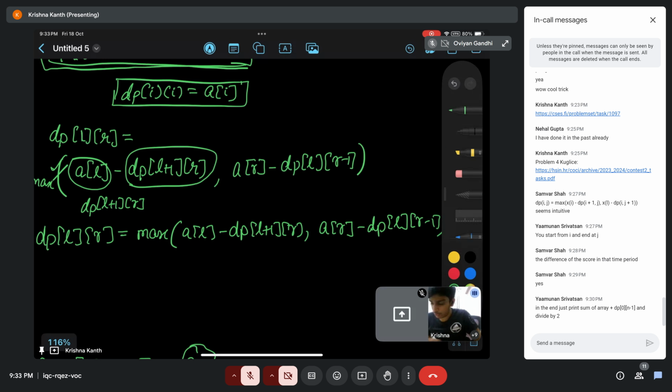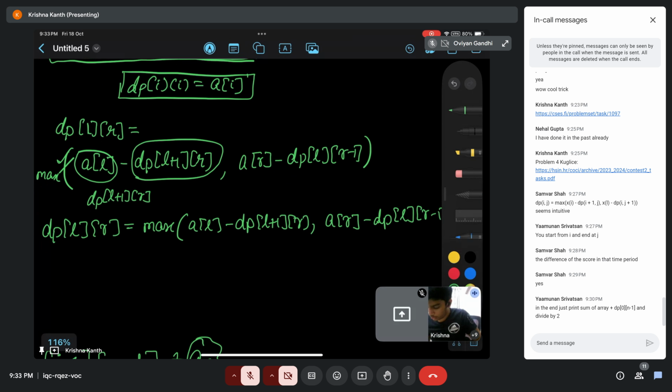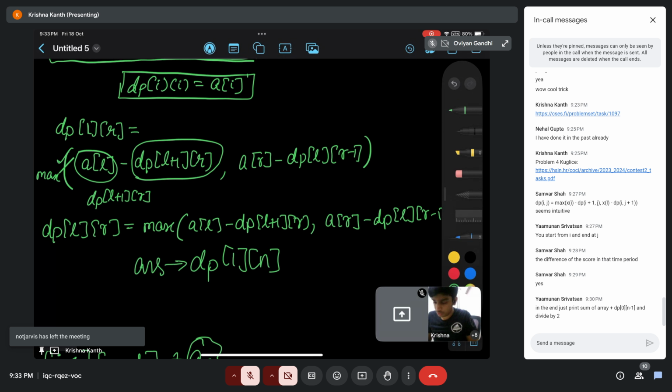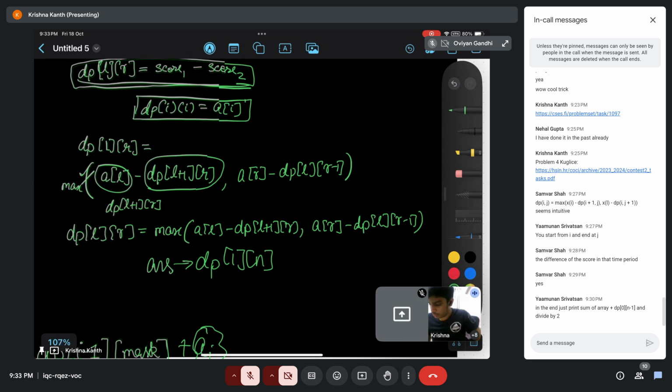Okay, so that's the problem, and so clearly now we want to solve the actual problem. The bigger problem is player one is starting on the whole range. So zero, sorry, depends on what base indexing you use. The answer can be dp[0][n-1], or if you use one-based indexing, it is dp[1][n]. So this is the answer. So this was the problem on range DP.